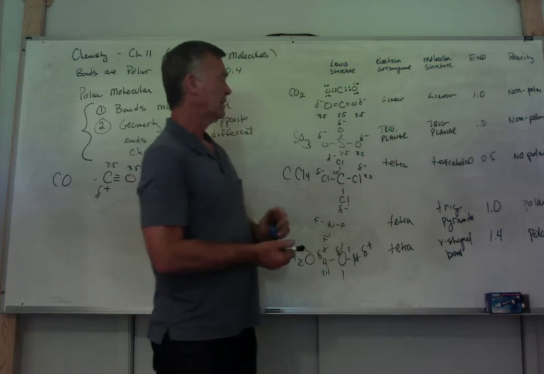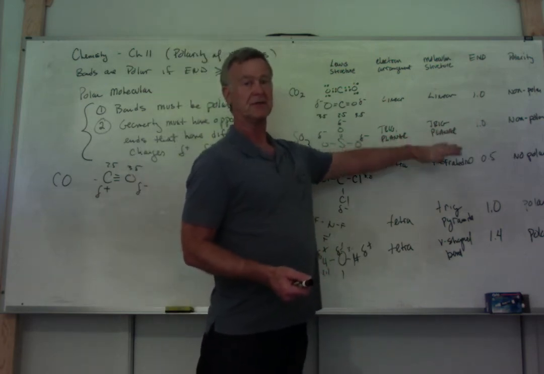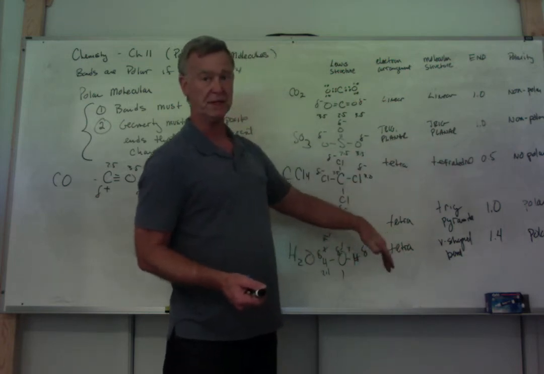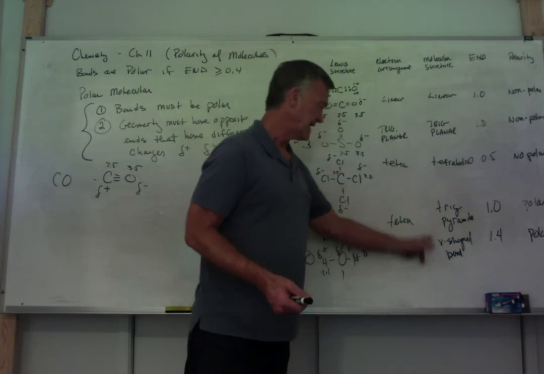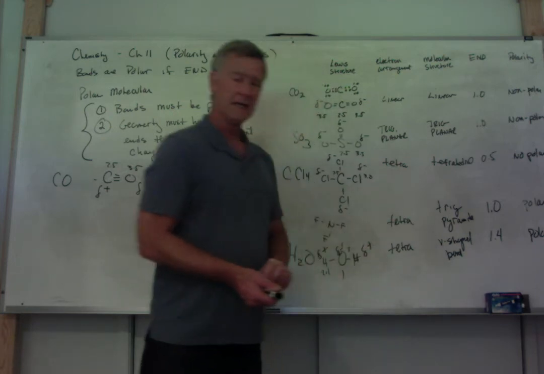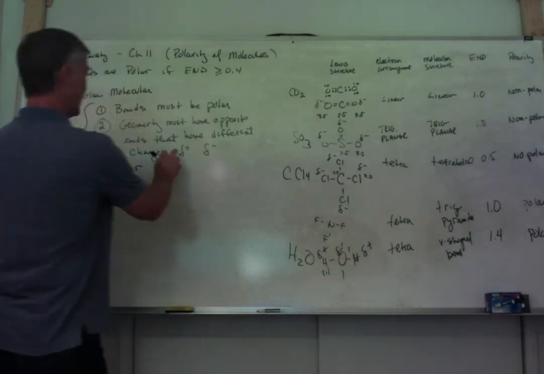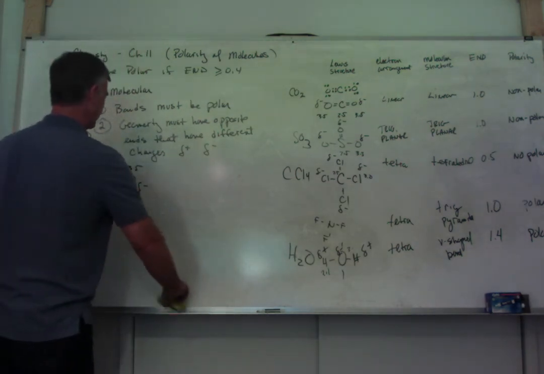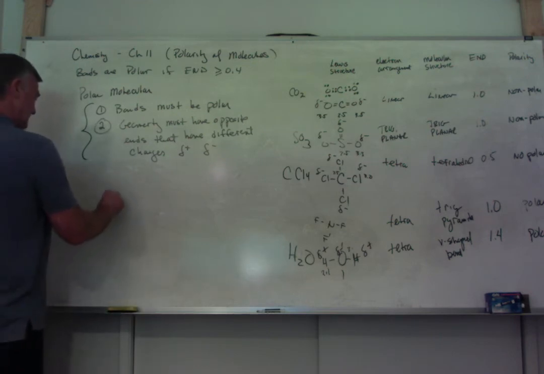Trigonal planar is almost always going to be nonpolar. There would be some exceptions, but I'd have to show those to you. That won't be in your homework. Tetrahedral is the same thing. It's these 2 down here that really are the ones we're watching for. They tend to have what we would call polar geometries. But let me show you one interesting one and then we'll be done.